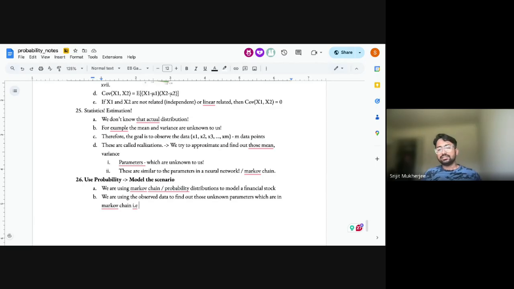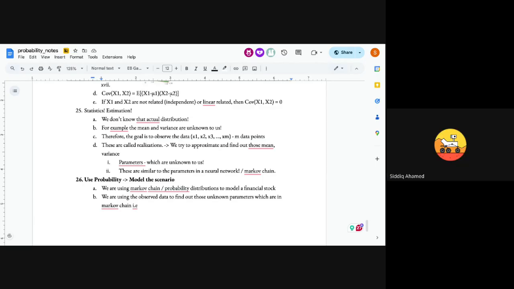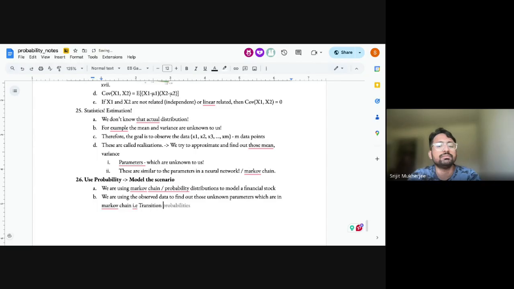Yes, Siddiq? Is it the weights? What weights? Like the arrows that we had, I drew a diagram and then I had some transition probabilities. Exactly, the weighted arrows. The transition matrix. Very good, Siddiq. The transition matrix is not known and we are using data to find the values.